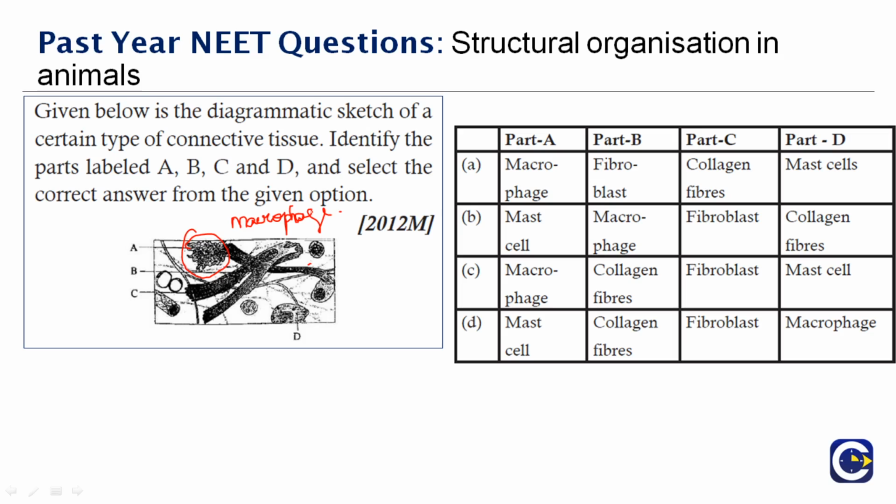Look at B. Where is B? It is here. It's a fibroblast. What is C? Where is C actually? It's collagen. And D is large, so they are mast cells. So the correct answer is option A. See, macrophage, you must have seen what the shape is like. When you don't know answers, try to analyze. When you find even one option, it will be easy for you to select the answer. So always go in for shapes and check.